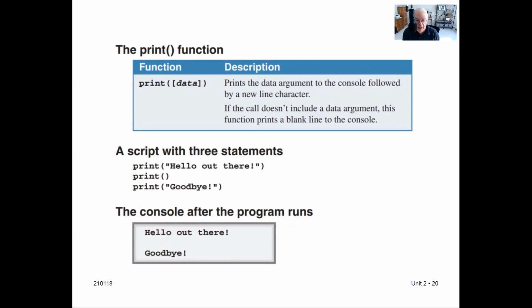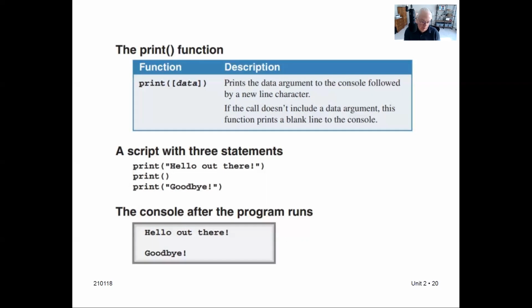Now, followed by a new line character is important to us because 99 out of 100 times that is fine. Once that print function runs, we want a new line, but sometimes we will not want that. So we're going to see how to change that. If the call does not include a data argument, the function prints a blank line to the console.